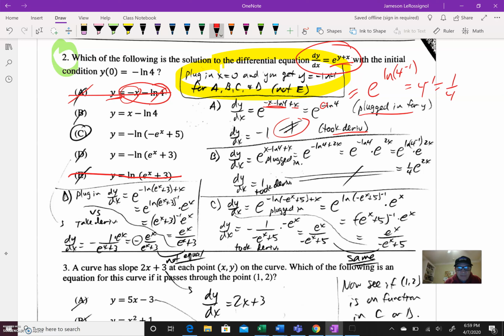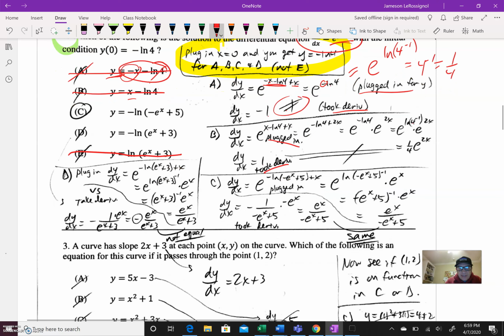Similar routine for B. I'm not going to go through every little detail here, but I'll let you check through that work. Here's the plugging in technique. Here's me taking a derivative. The derivative's easy. Derivative of x is 1. ln 4 goes away. I don't think all of that mess is going to turn into a 1. So B is out.